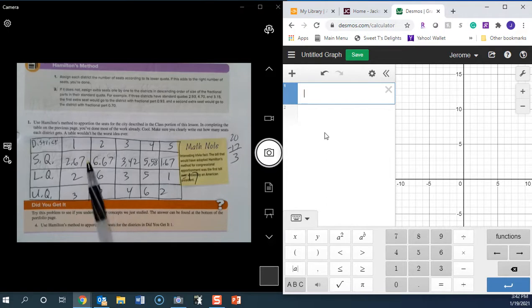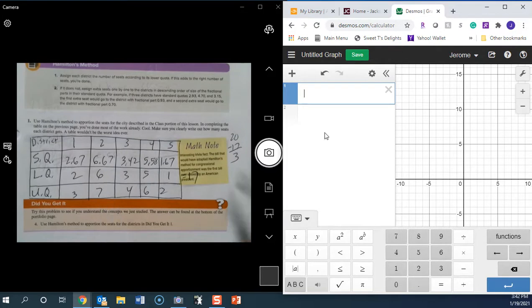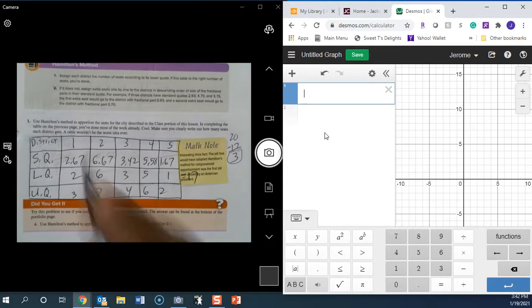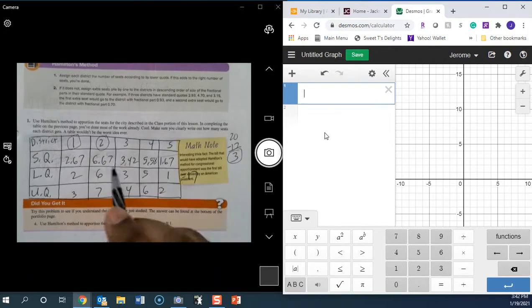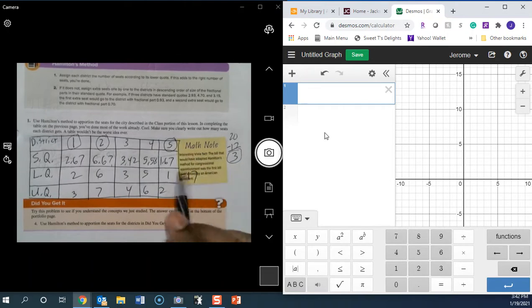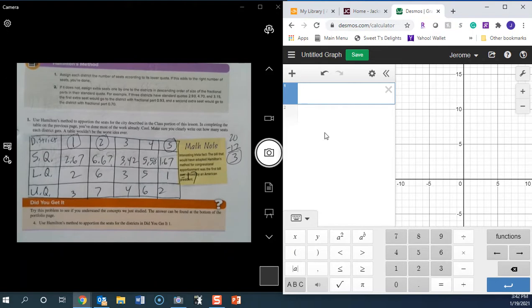You will go back here to the standard quota. Look behind the decimal. Since it's 3 seats we're trying to get, we want to find the 3 largest values behind the decimal. Doesn't matter what's in front of the decimal, it's behind the decimal. So if you notice here, District 1 has 0.67, District 2 has 0.67, and District 5 has 0.67. Districts 3 and 4 only have 0.42 and 0.58. So it's these 3.